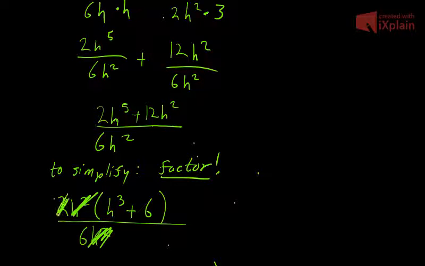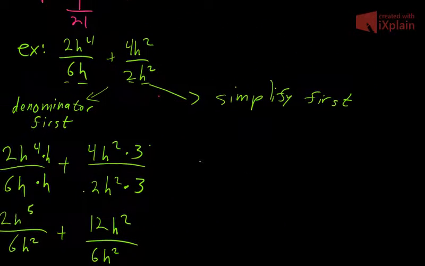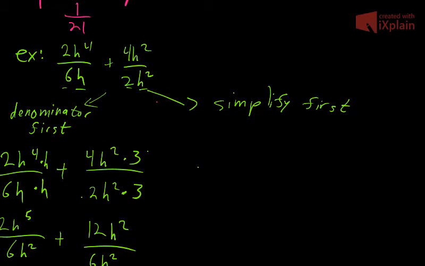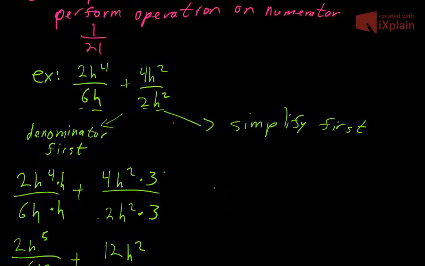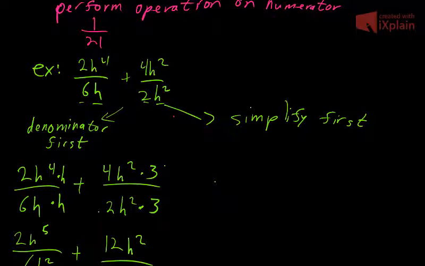which is the same as 1 over 3. So this is h cubed plus 6 over 3. And we'll see if I spaced this right, because I think this is going to work out. So if I simplify this first, what I'm going to want to look at is first I'm going to want to see what all I can take out of this first one.